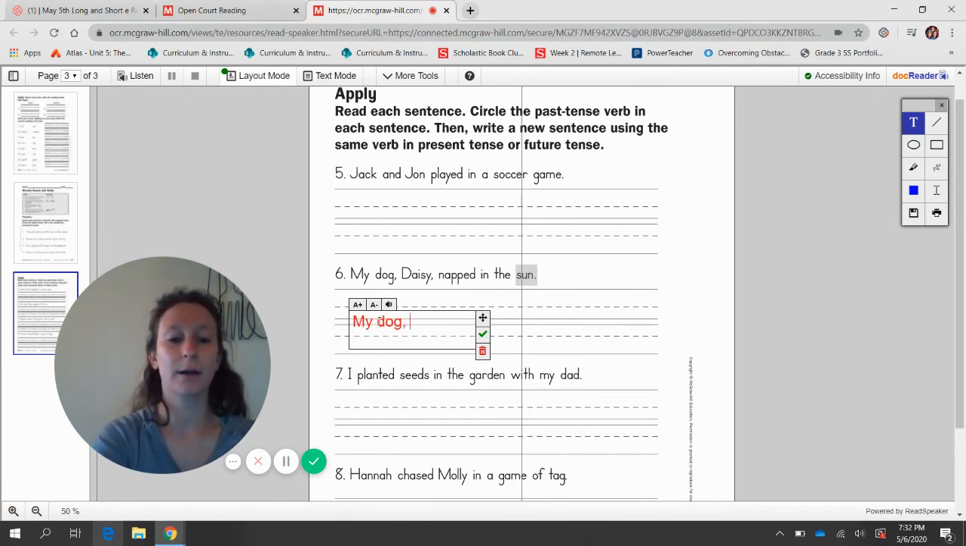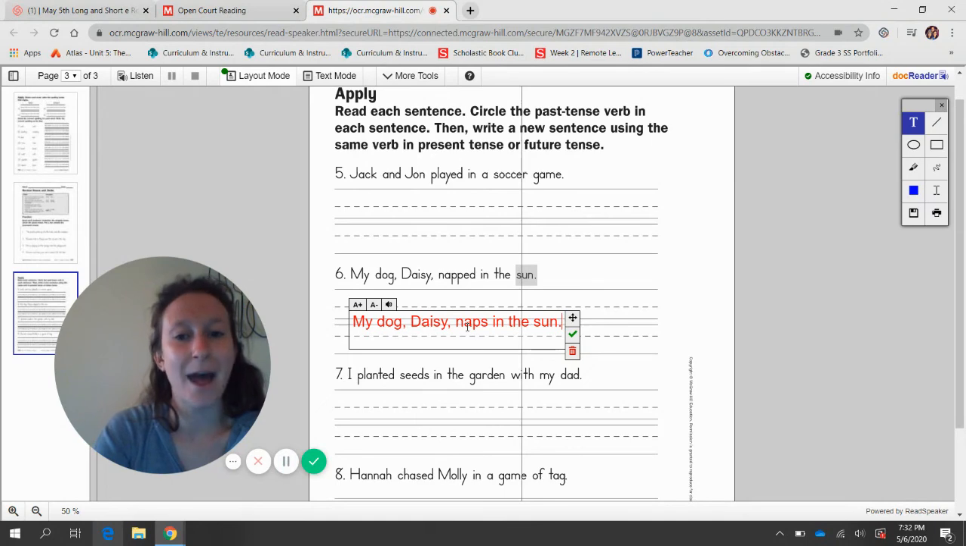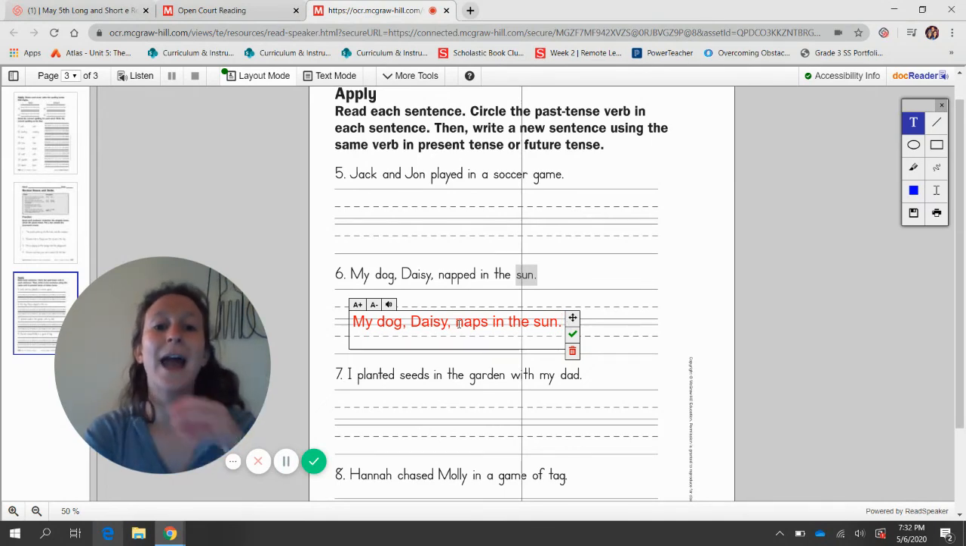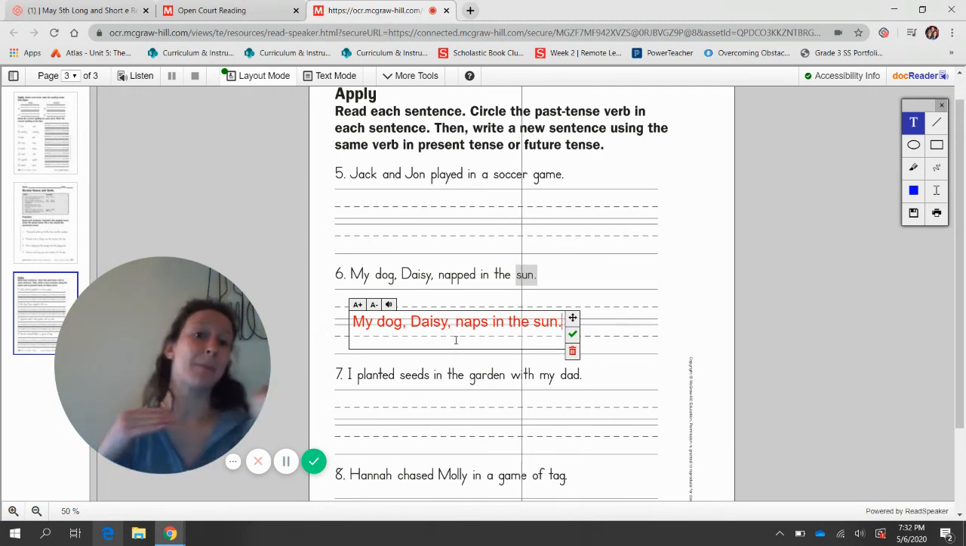So my dog, Daisy, naps in the sun. And a period so we can breathe. So my dog, Daisy, naps in the sun. So it's happening right now. Not saying she will nap, because that's happening in the future. That's something you could change if you would like, but I'm choosing to do a future tense and a present tense. So my dog Daisy naps in the sun, like right now, happening now. So that's why I changed the ED, took it away, and I put an S, because that's what the dog's doing, naps in the sun.